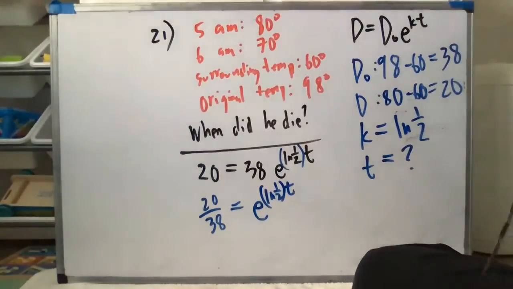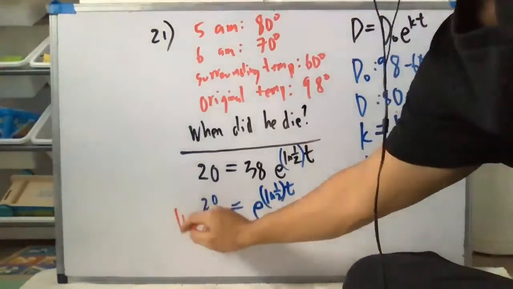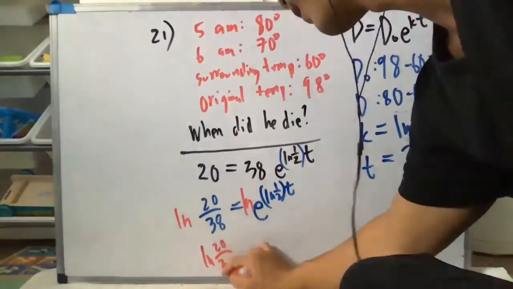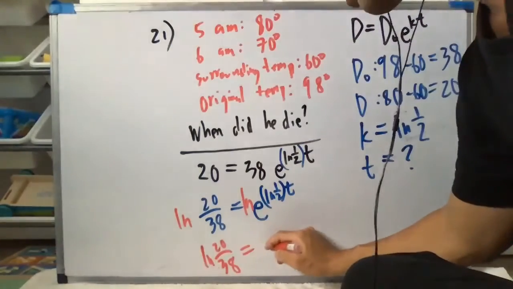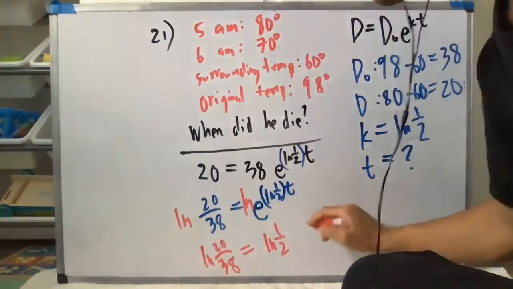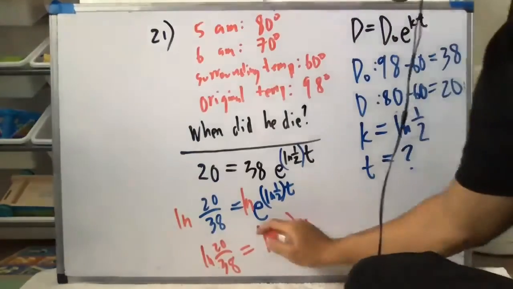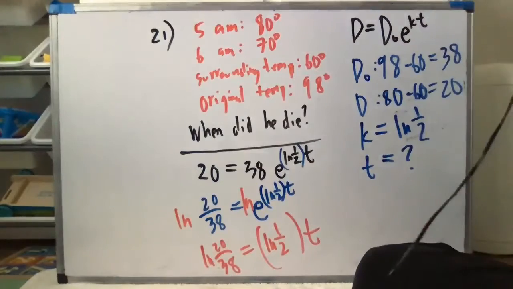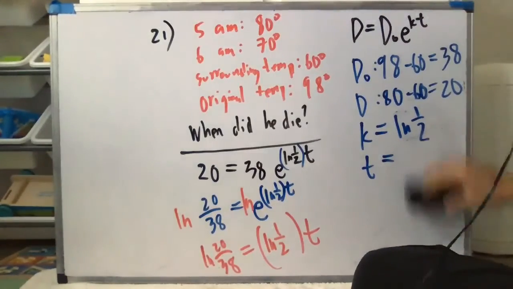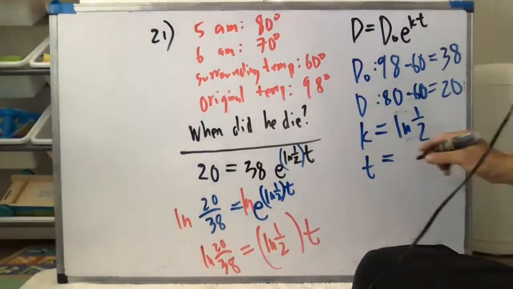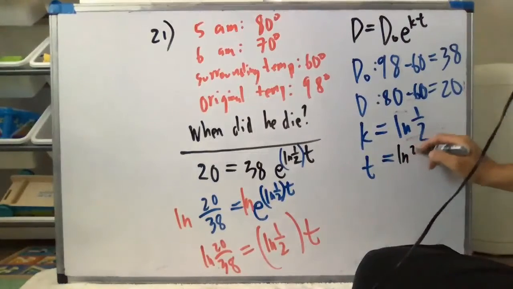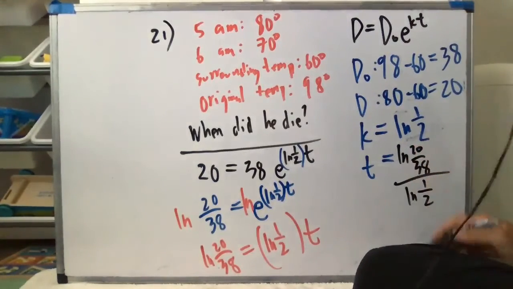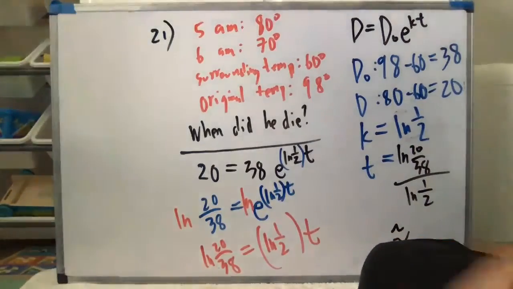And at this stage, I can get rid of that e by just lning both sides again. So I have ln of 20 over 38 is equal to ln of a half times t. So to get t by itself, I just divide both sides by ln of a half, and that will be my answer. So t is equal to ln of 20 over 38 divided by ln of a half. And I can approximate that by plugging into the calculator.